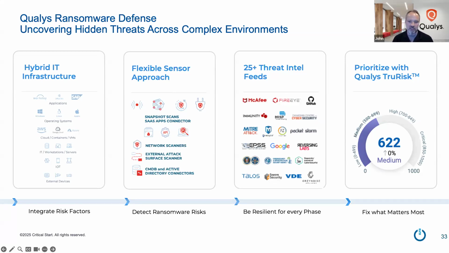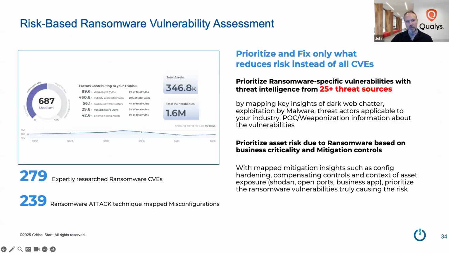So it's not just a CVSS score. It's not just a vendor severity score. It's more. We're taking all this threat intelligence and business context to really identify, if you're only going to fix one vulnerability, which is the one you really need to go after first, and work your way through that. So our approach here with this risk-based ransomware vulnerability assessment, again, is to prioritize and fix only what reduces risk instead of all the CVEs that you might have on your plate.